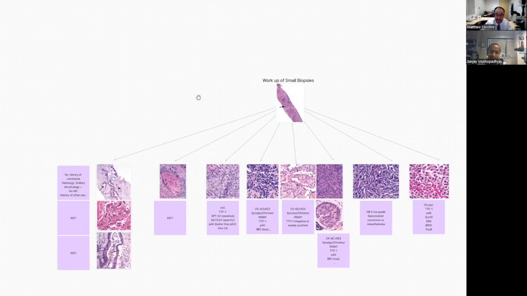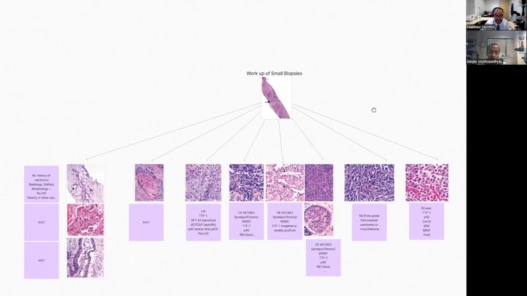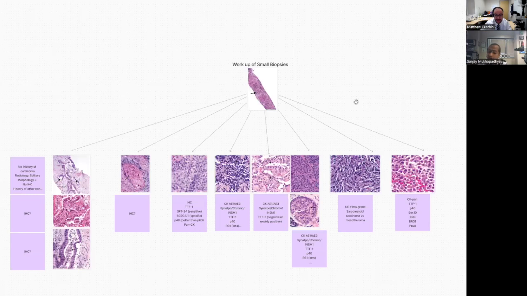Any last points you wanted to give to our listeners, Sanjay, before we close? This is terrific, Matt. Thank you so much for having the idea to do this. It's such a great idea. Yeah, no problem. I'm trying to think of what else comes up in biopsies where immunohistochemistry is a question. I think you've covered everything.